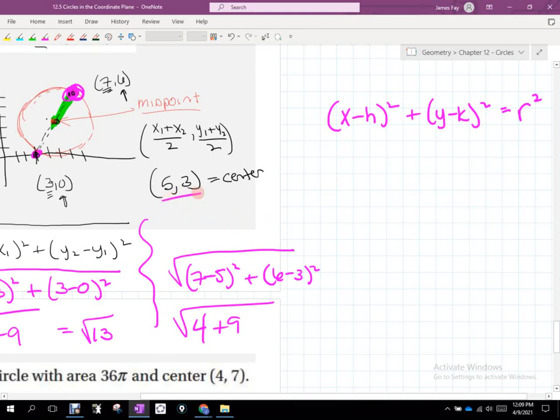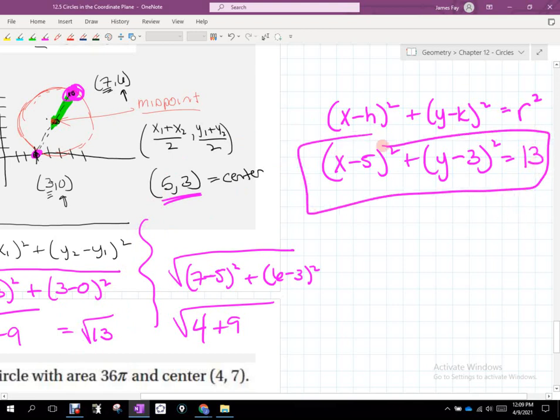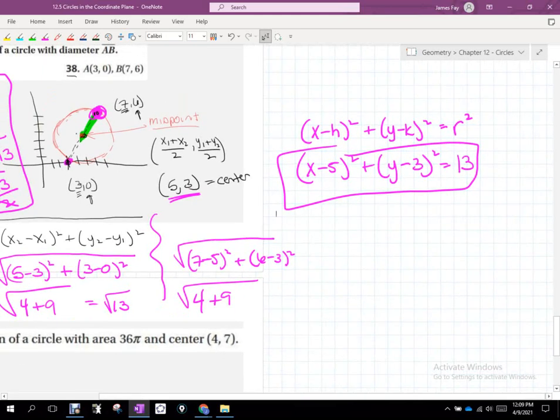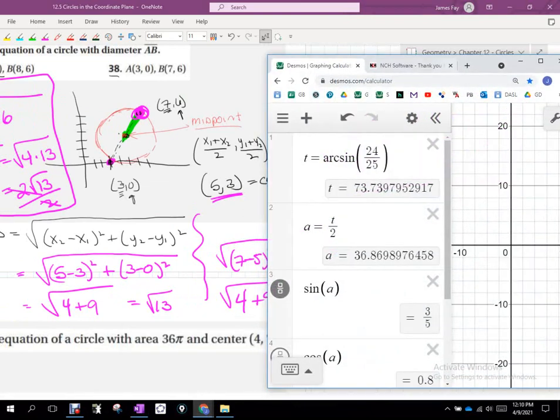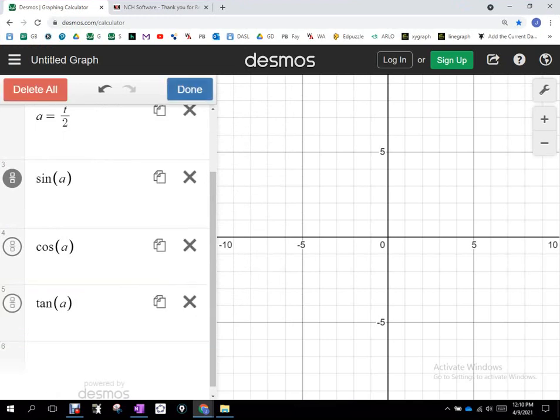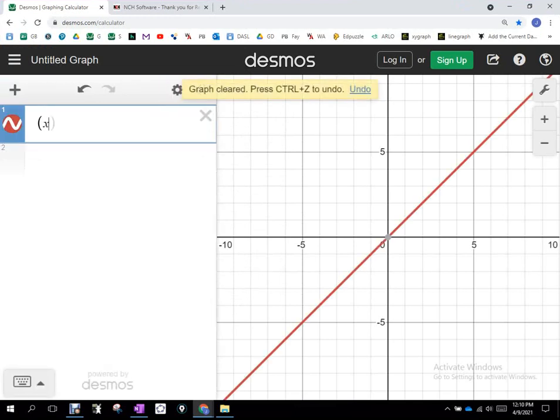H and k are your center. That's going to be x minus 5, y minus 3, and r squared, r was radical 13. What do you get when you square that? You get 13, right? Okay. Now, a lot of work there. So my suggestion to you is take the time to take that equation, go into Desmos, type it in, see what they give you.